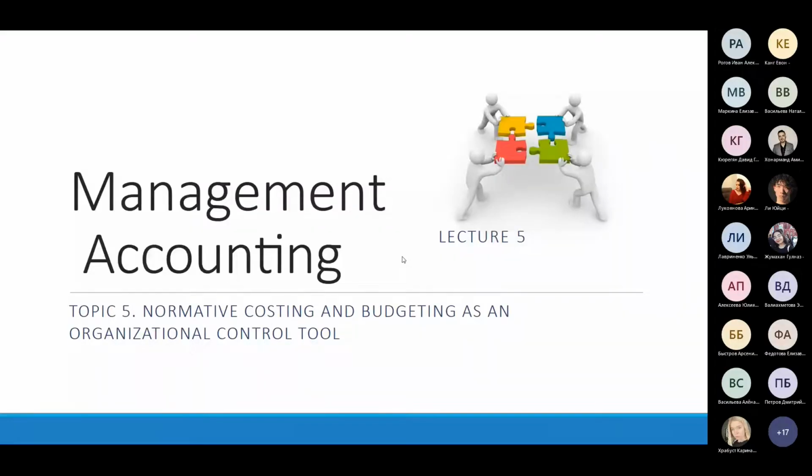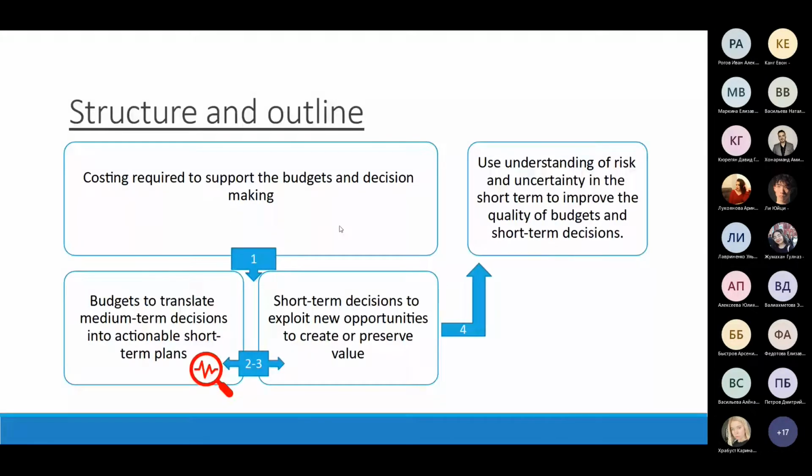And here we will be speaking about normative costing. So what is normative costing and how to use it in business, and how is it related to budgeting, and how can we apply this budgeting system, having the previous knowledge regarding the costing systems and different indicators that are measuring the effectiveness of the system of production. So here we have to move to our second objective.